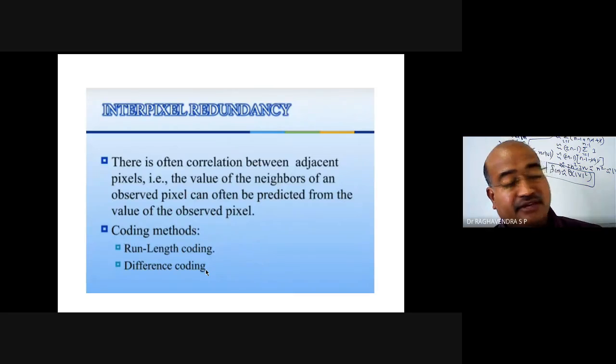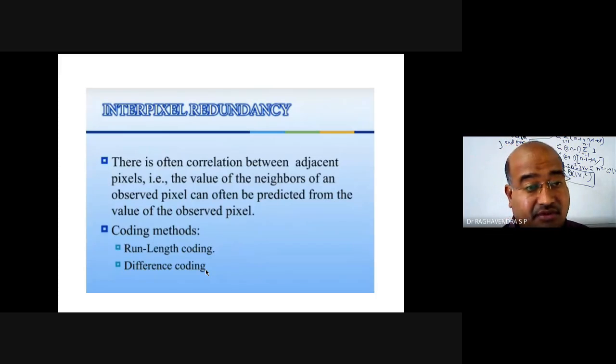This is a very important question from the perspective of examination. Generally these questions are very likely to come in the exam. It's an important concept, so try to focus, try to learn. Please be attentive. Interpixel redundancy is a mechanism through which we can predict the pixel intensity value of a neighboring pixel by using the observed pixel or current pixel. Under this there are two standard mechanisms: the first is run length coding, and the second is difference coding. The third one is LZW coding.